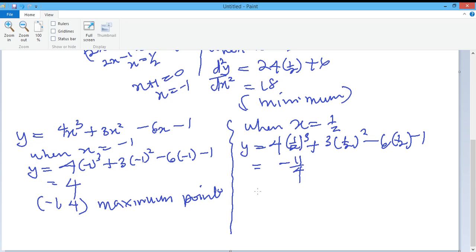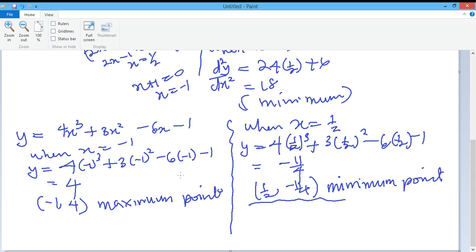So our point now becomes half, comma, negative 11 over 4. Minimum point. So that's the first question. This is our minimum point, and this is our maximum point.